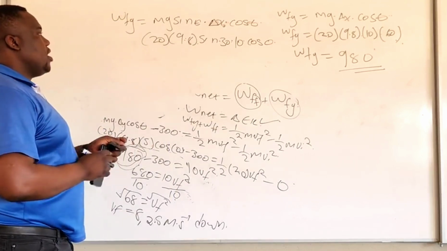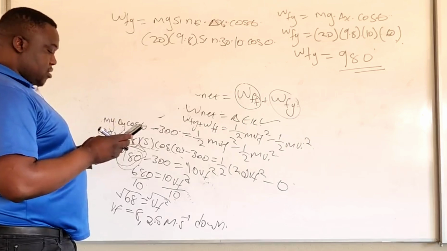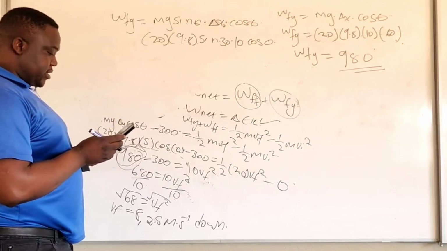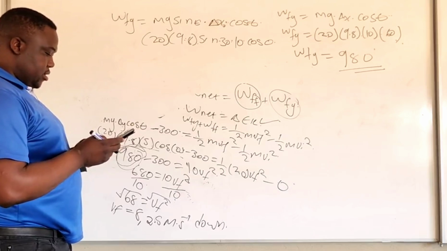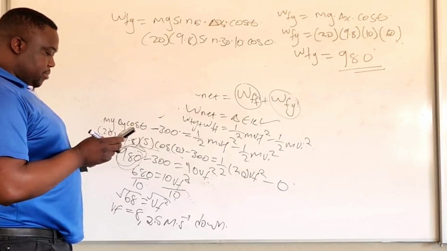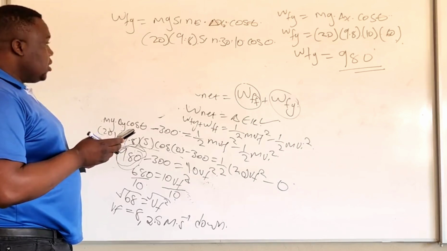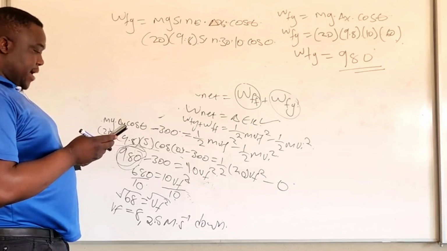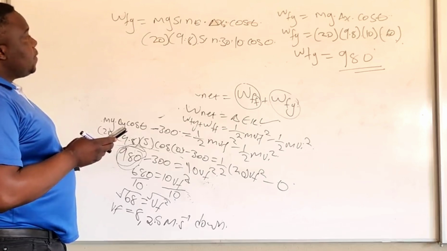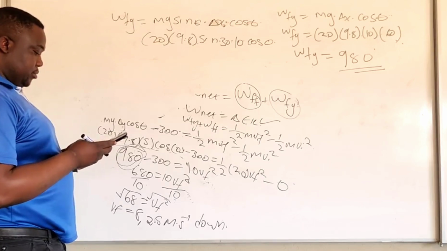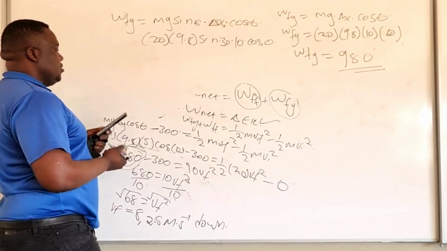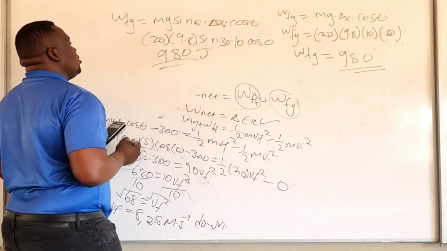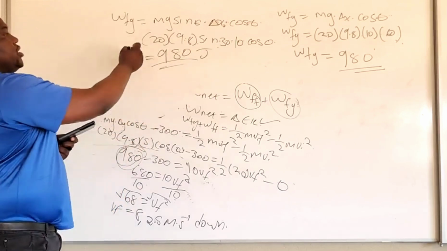Then let us see what we'll get. We're going to have 20 multiplied by 9.8, multiplied by sine 30, and multiplied by 10, multiplied by 1. What do we get? 980. 980 joules, you see? That is the work done by gravitational force.